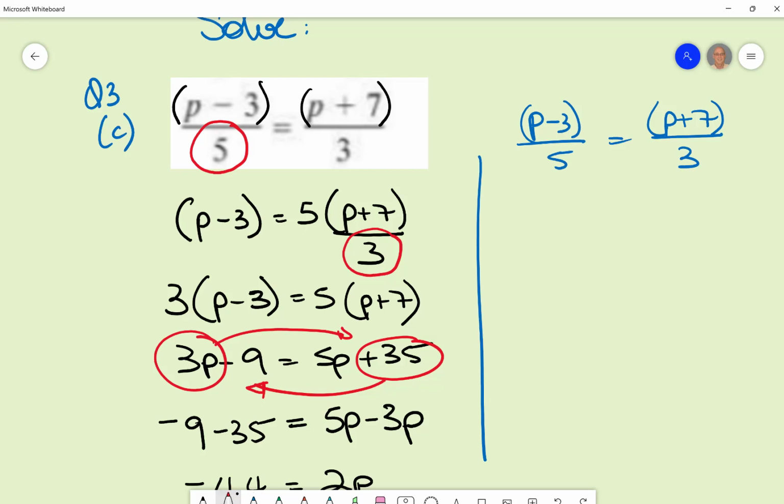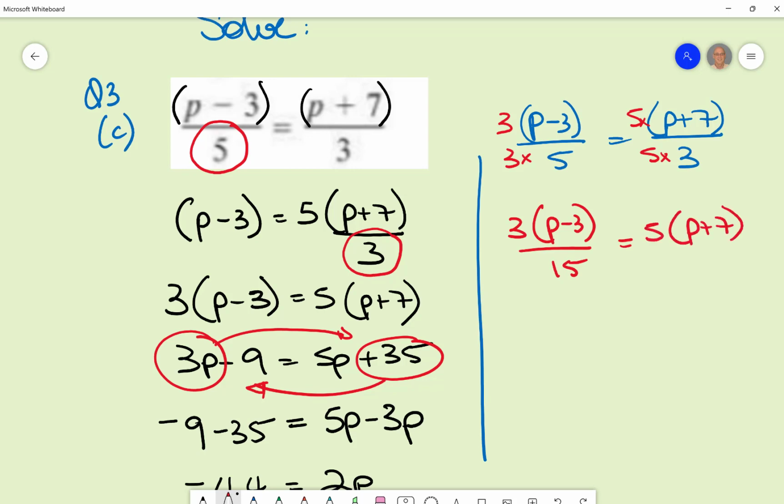So 5 and 3, I'm thinking 15. So I'm going to multiply top and bottom on the left-hand side by 3, top and bottom on the right-hand side by 5. So that then gives me 3 outside of p minus 3 on 15 equals 5 outside of p plus 7 over 15. Now here's the good part, doing it this way: both left-hand side and right-hand side are all being divided by 15. So we can do that.